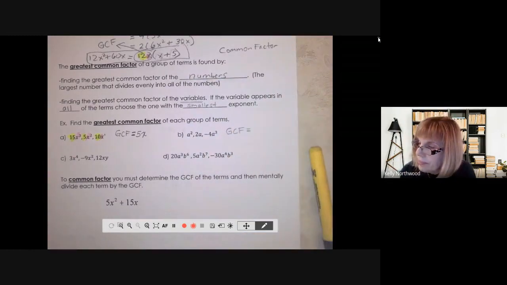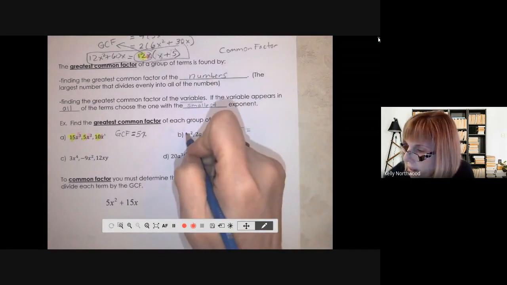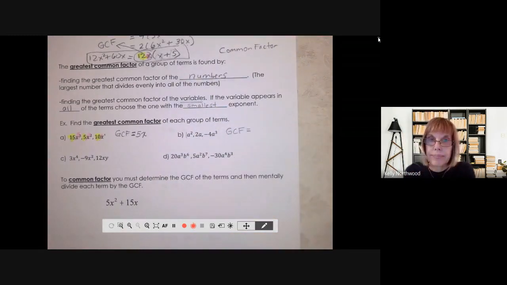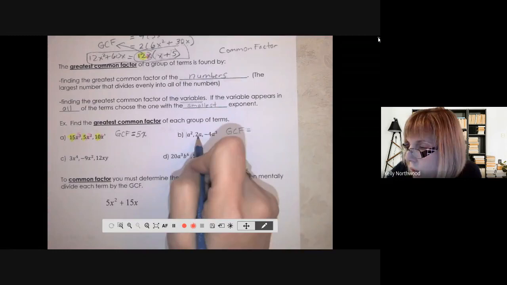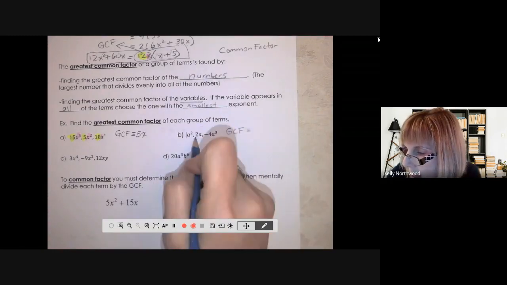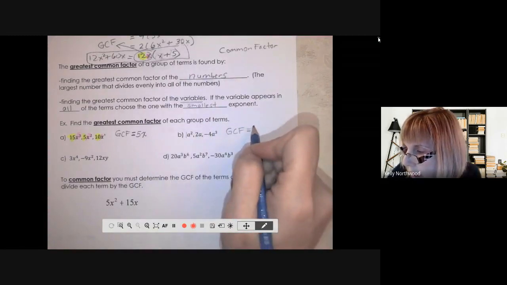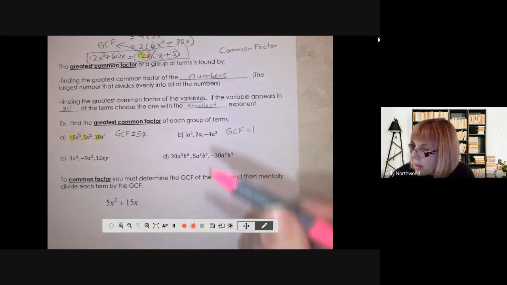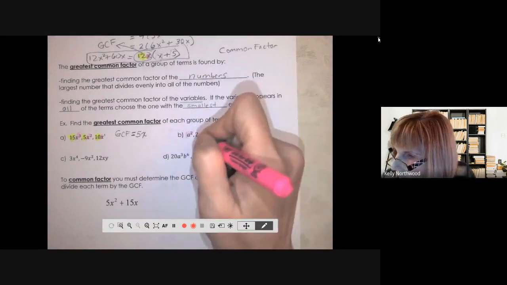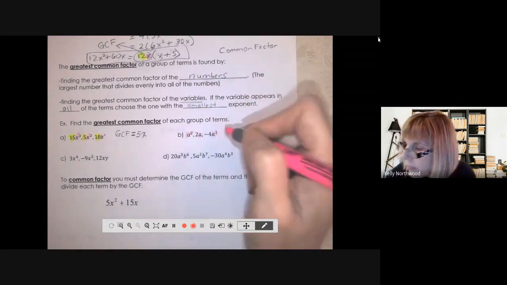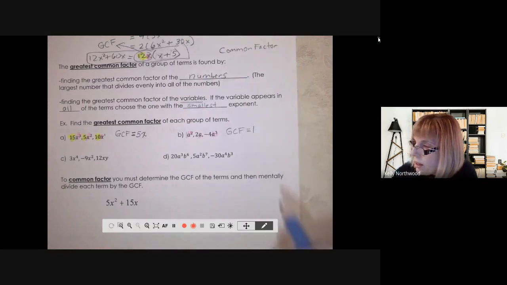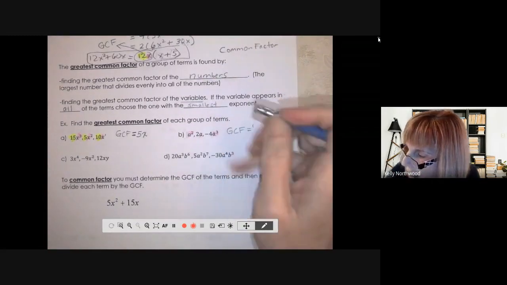So for B, to find the greatest common factor, first look at the numbers, 1, 2, and -4. 2 does not go into 1, it does go into -4, so 1 is my greatest common factor for the number parts, which I don't need to write down if there's a variable in common. And then if I look at the variables, they all contain A. The smallest exponent on a variable part is just a 1, so the greatest common factor is just going to end up being A.